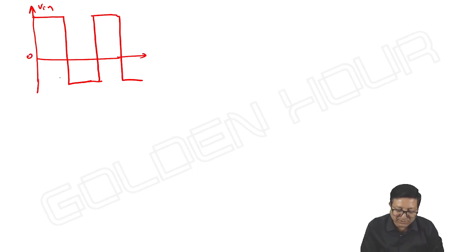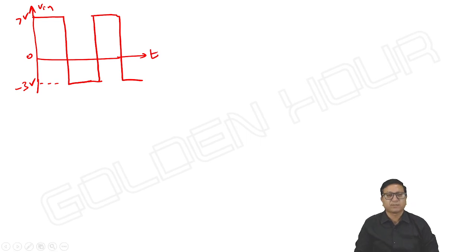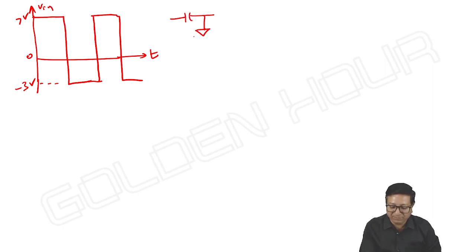Means it is not appearing with respect to 0 volts. It may be some 7 volts and something like minus 3 volts. Then what is the output? What is V capacitor? Here, this is passed through our basic clamper circuit, negative clamper, unbiased clamper. Then V capacitor maximum is equal to V input maximum value of input. What is this? 7 volts.